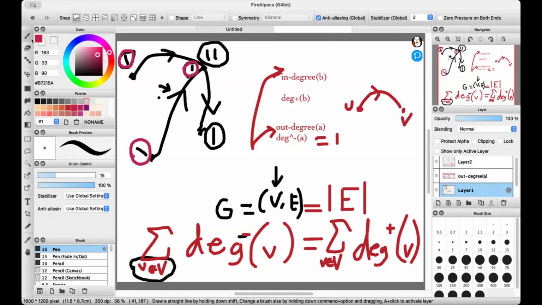Okay, I see what you mean now. So this is talking about the entire graph, not just like one or two vertices. No, it's talking about the entire graph. Okay.